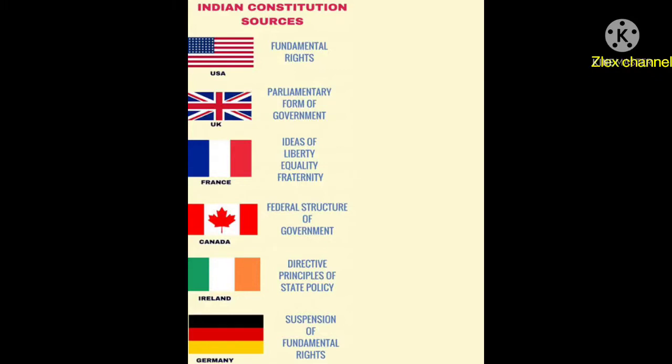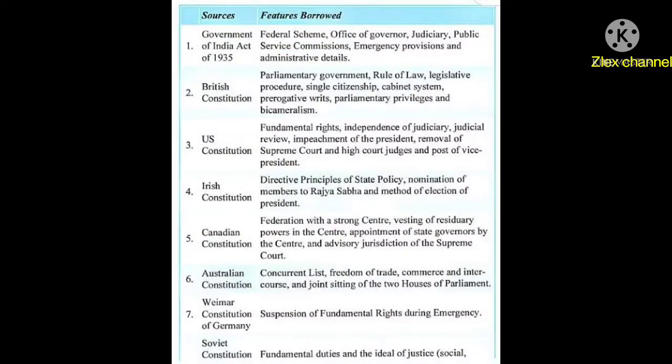They are, first, the fundamental rights and the federal form of government were adopted from the Constitution of the USA. Second, the parliamentary system of government and single citizenship were adopted from the Constitution of the UK. Third, the Directive Principles of State Policy were adopted from the Constitution of Ireland. And finally, the 5-year plans and fundamental duties were adopted from the Constitution of the former USSR.